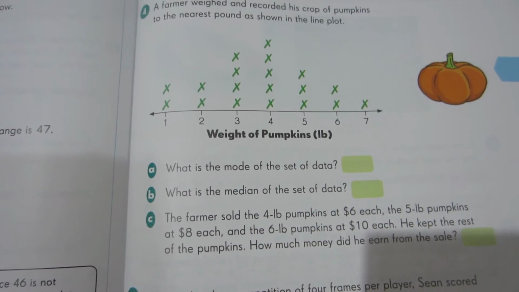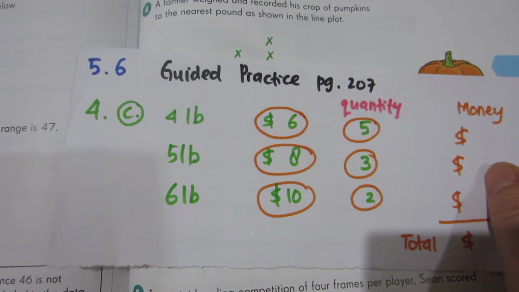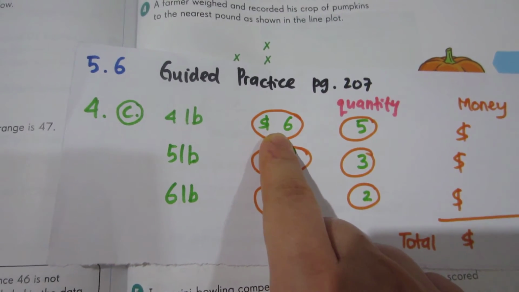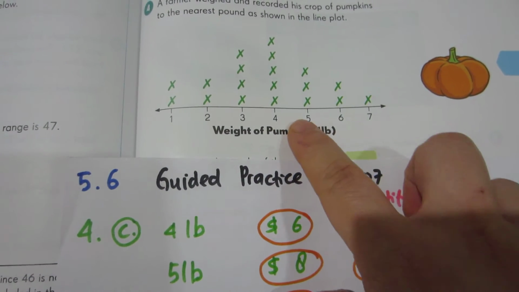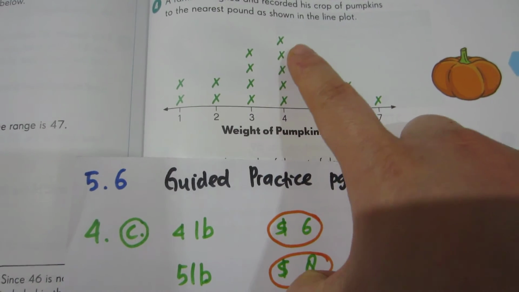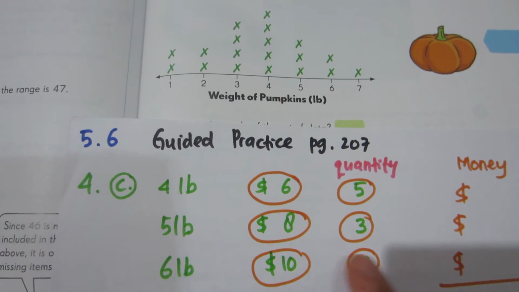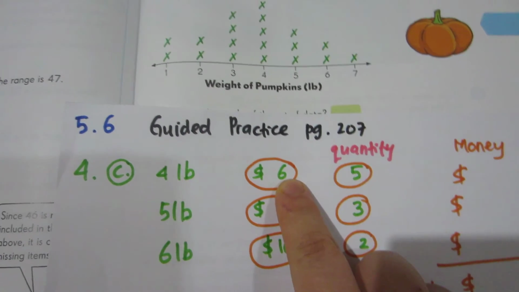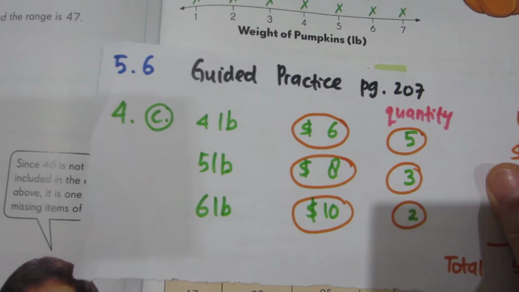And then C, the farmer sold 4 lb pumpkins. I've made the pounds a little easier to see. So for 4 pounds he sold it for $6, and then the quantity is 5. Where do you get the quantity? You can see from here the 4 pounds, there are 1, 2, 3, 4, 5 of them. So how do you get the money? After you complete this chart, you get the money by multiplying the quantity by the dollars. Then you can complete this table and find the total number, the answer for 4C.